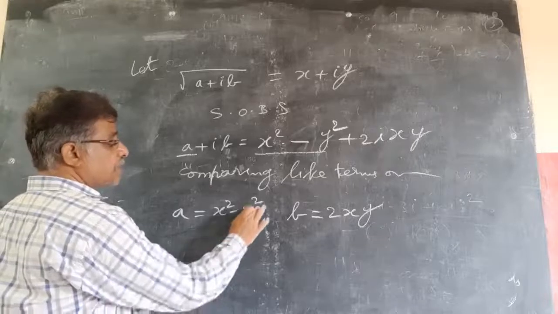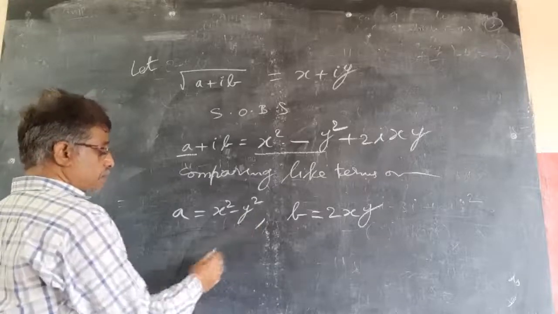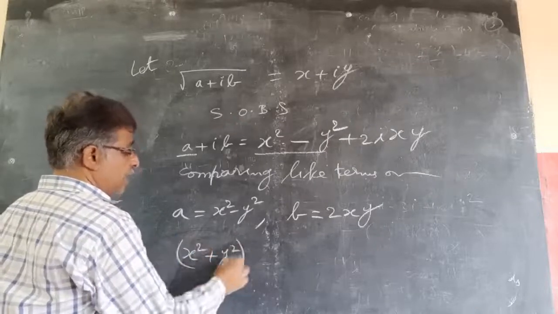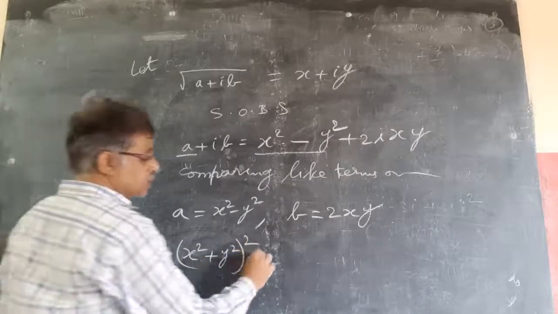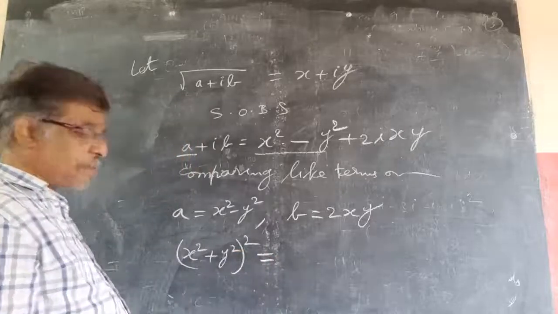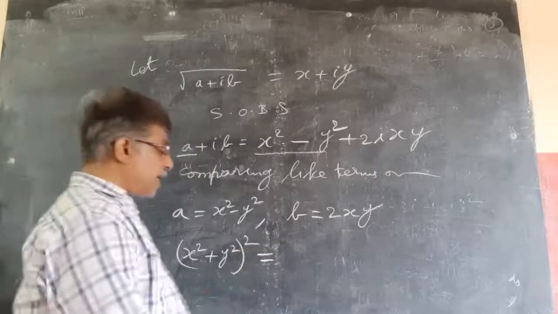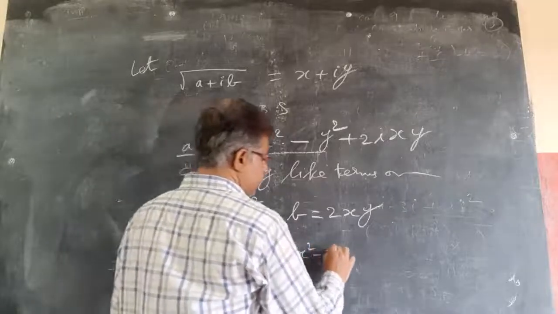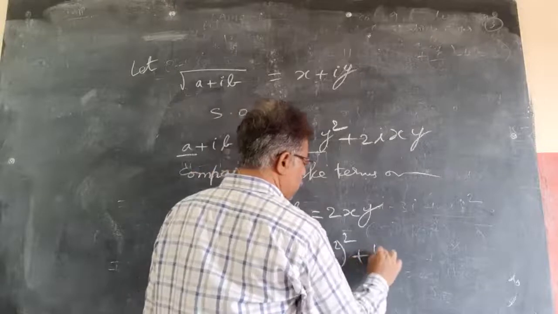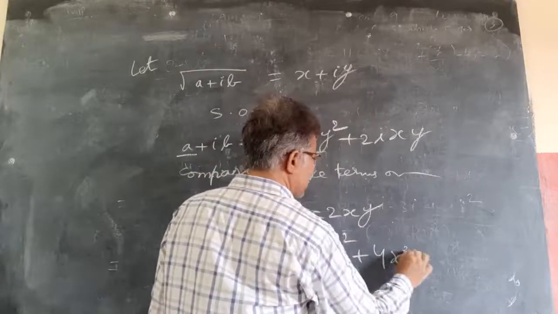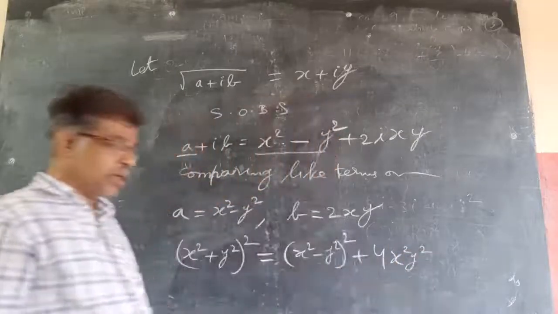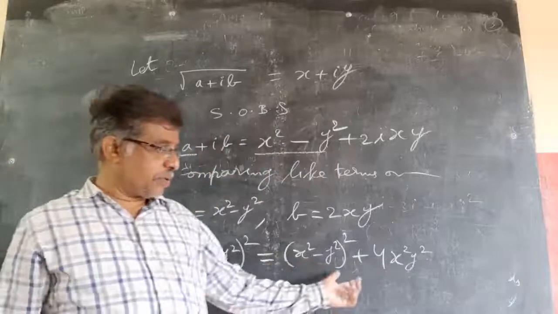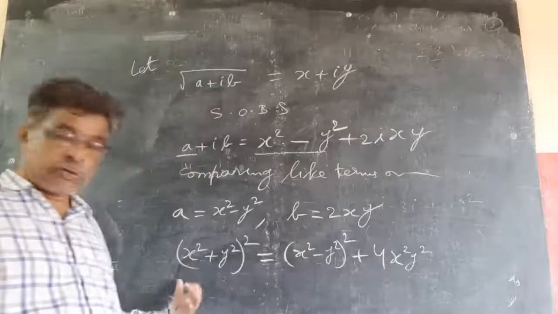Now I know x square minus y square, so I will go for x square plus y square. For that, I will write x square plus y square whole square. We know a plus b whole square is a square plus b square plus 2ab. That I can write as a minus b whole square plus 4ab, meaning x square minus y square whole square plus 4x square y square. If I simplify this, I will get a square plus b square minus 2ab plus 4ab, which is a plus b whole square.